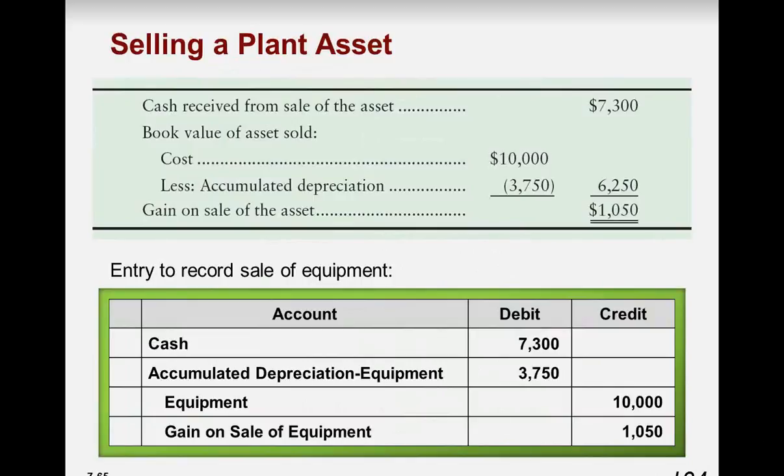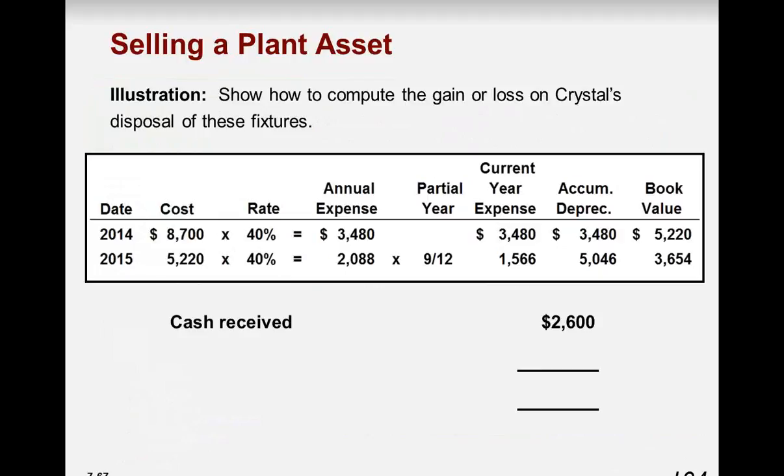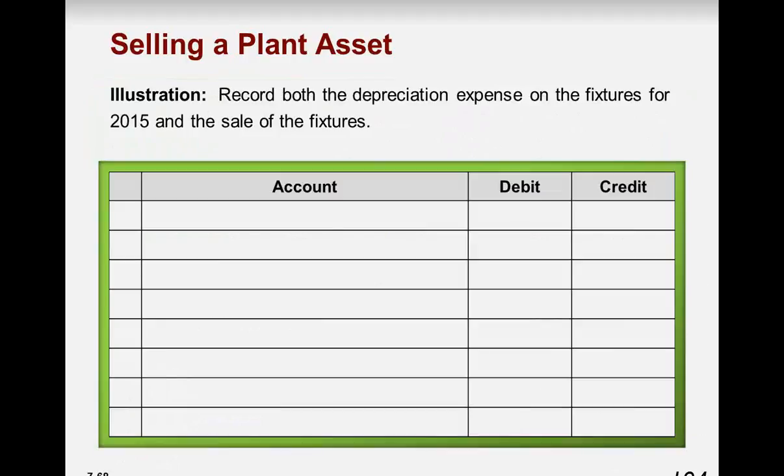And if you notice here, clearly we got the accumulated depreciation off the books, right here. And we got the equipment off the books. We've got to zero those out. And just another example. This is a loss.